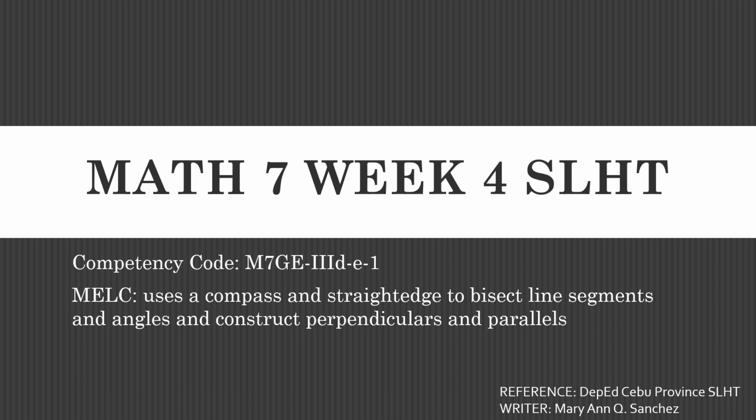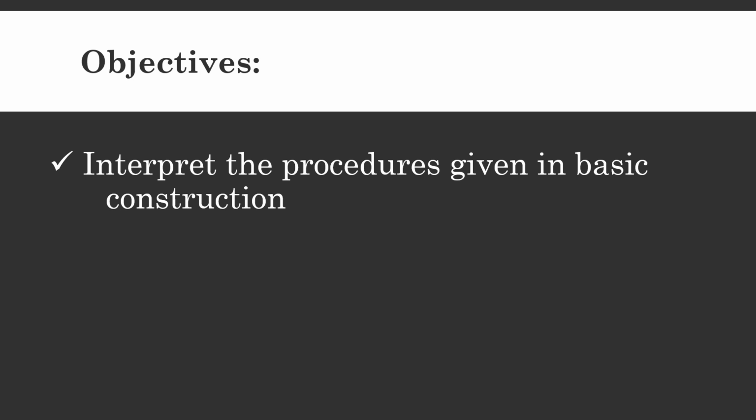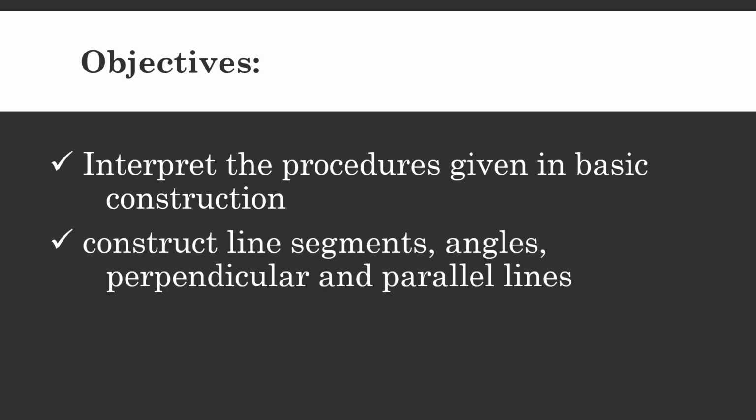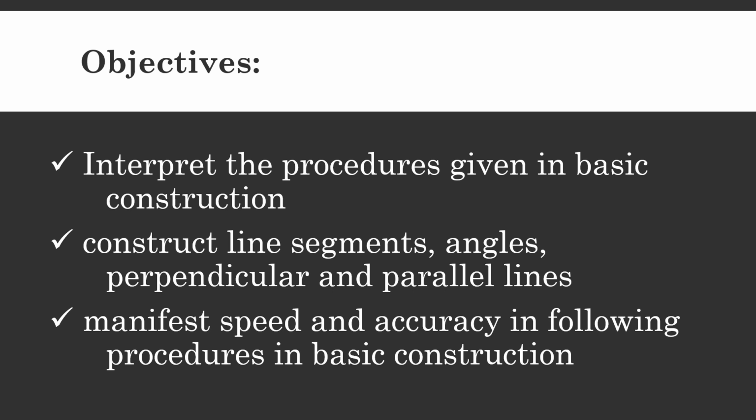This SLHT is based on the most essential learning competency: uses a compass and straight edge to bisect line segments and angles, and construct perpendiculars and parallels. Specifically, we are going to interpret the procedures given in basic construction, construct line segments and angles, perpendiculars and parallel lines, and lastly, manifest speed and accuracy in following procedures in basic construction.